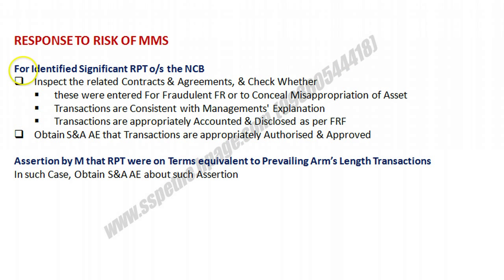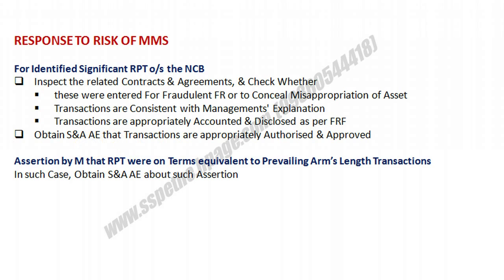The next thing, you have to identify significant related party transactions outside the normal course of business. जो normal course में of business में नहीं हुए हैं, ऐसे transaction को identify करो and inspect the contracts and agreements of such type of transactions and check whether such transactions were entered for fraudulent financial reporting or to conceal the misappropriation of assets or not. Again, check transactions whether these are consistent with management explanations or not, and check transactions are appropriately accounted and disclosed as per the financial reporting framework.